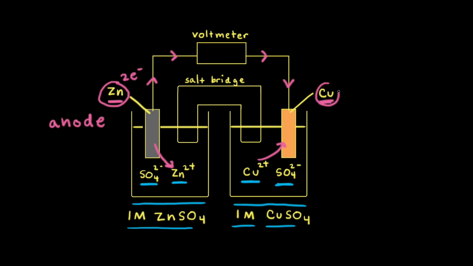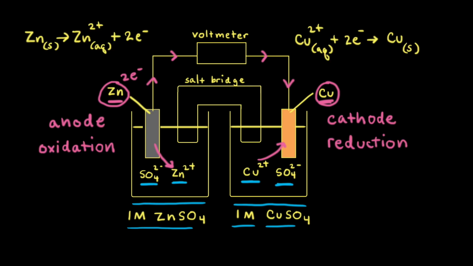The electrode where reduction takes place is called the cathode. So the copper electrode is the cathode for this cell. I went ahead and rewrote each half reaction to remind us of what's going on in each compartment so we can think about what's going to happen to our cell over time.